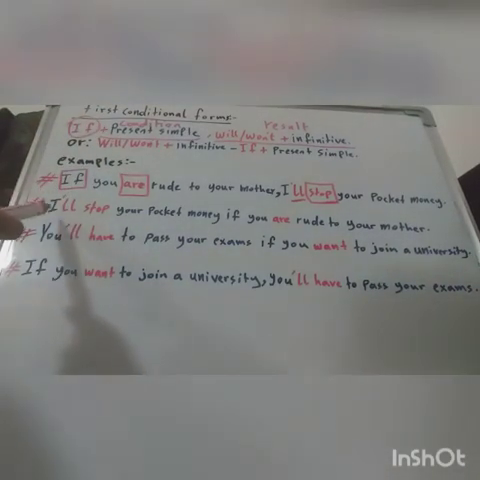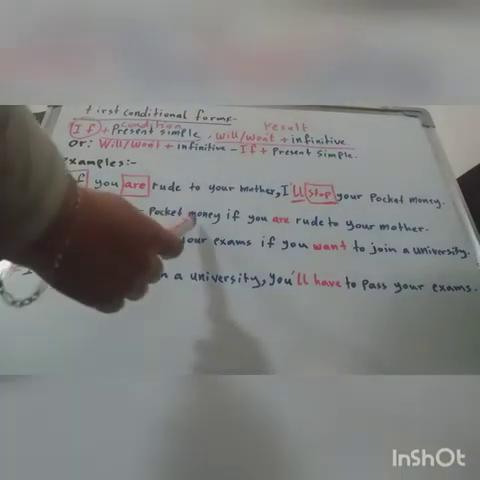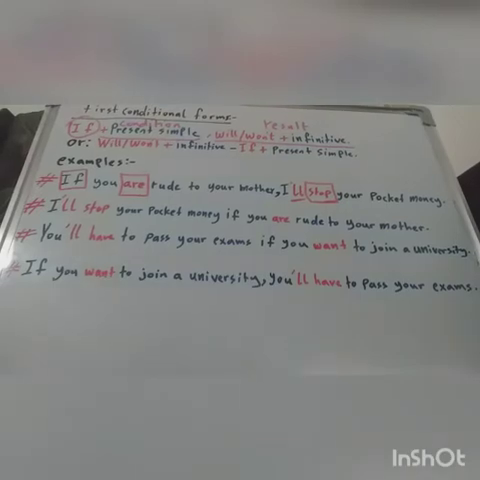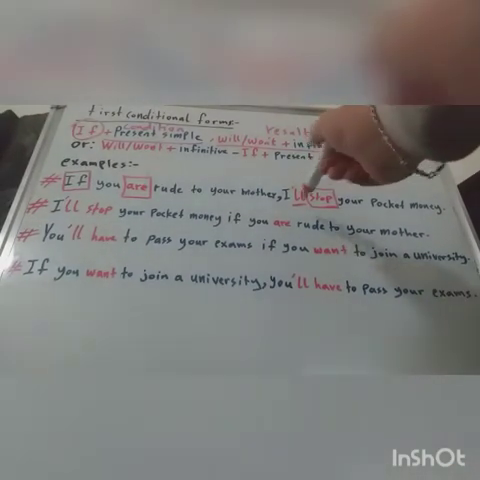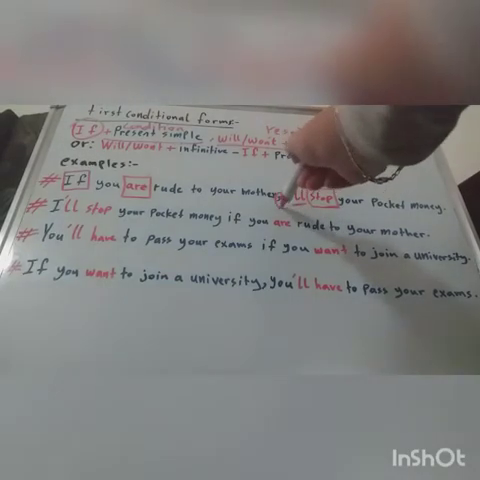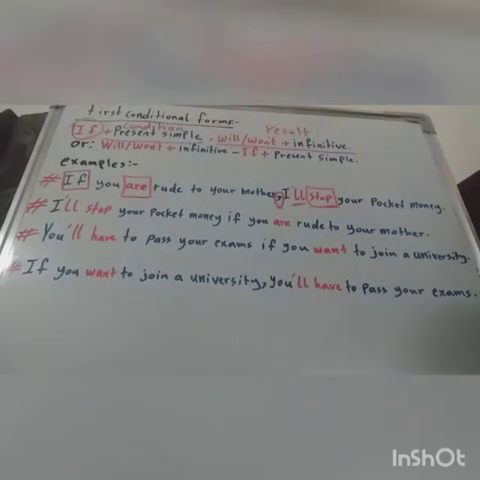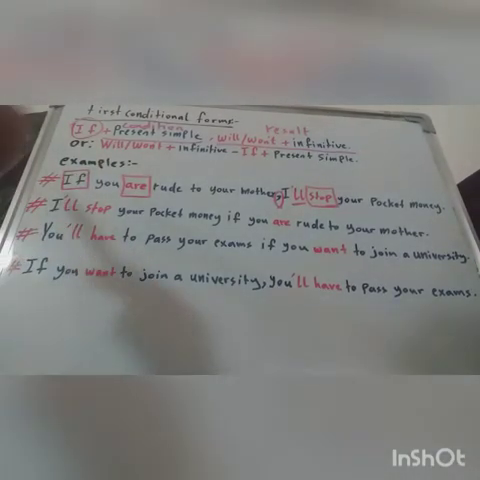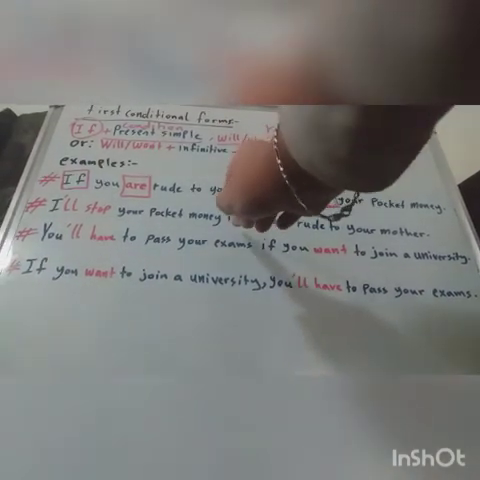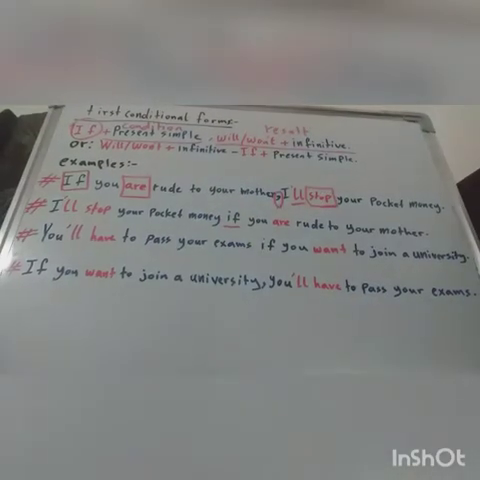The second sentence is written in the second order. I'll stop your pocket money if you are rude to your mother. So you can notice that when you start the sentence with if, you have to use a comma between the two parts of the sentence. But if you start the sentence with will or won't, you don't use a comma. And if is in the center of the two parts of the sentence.